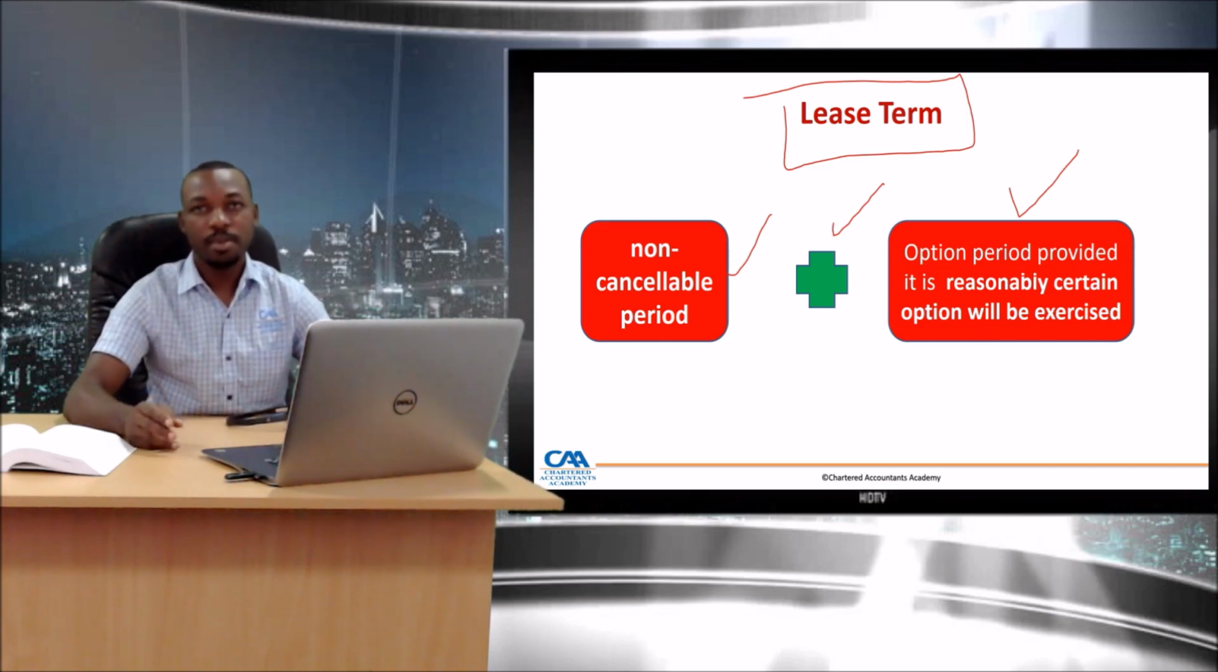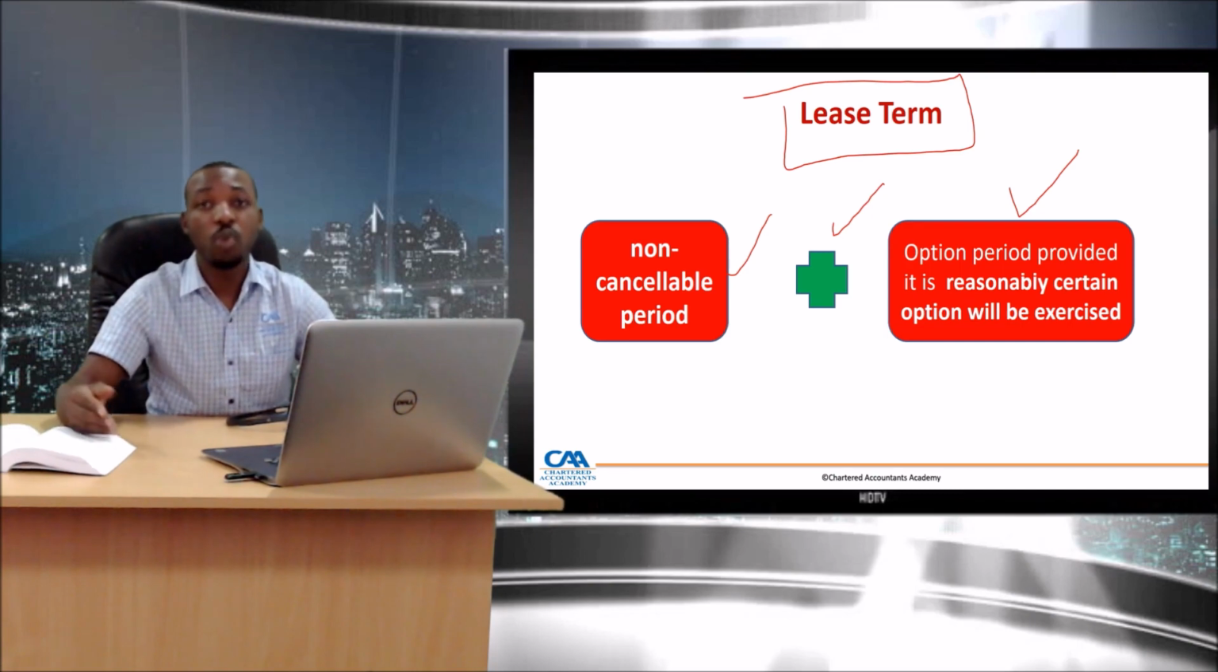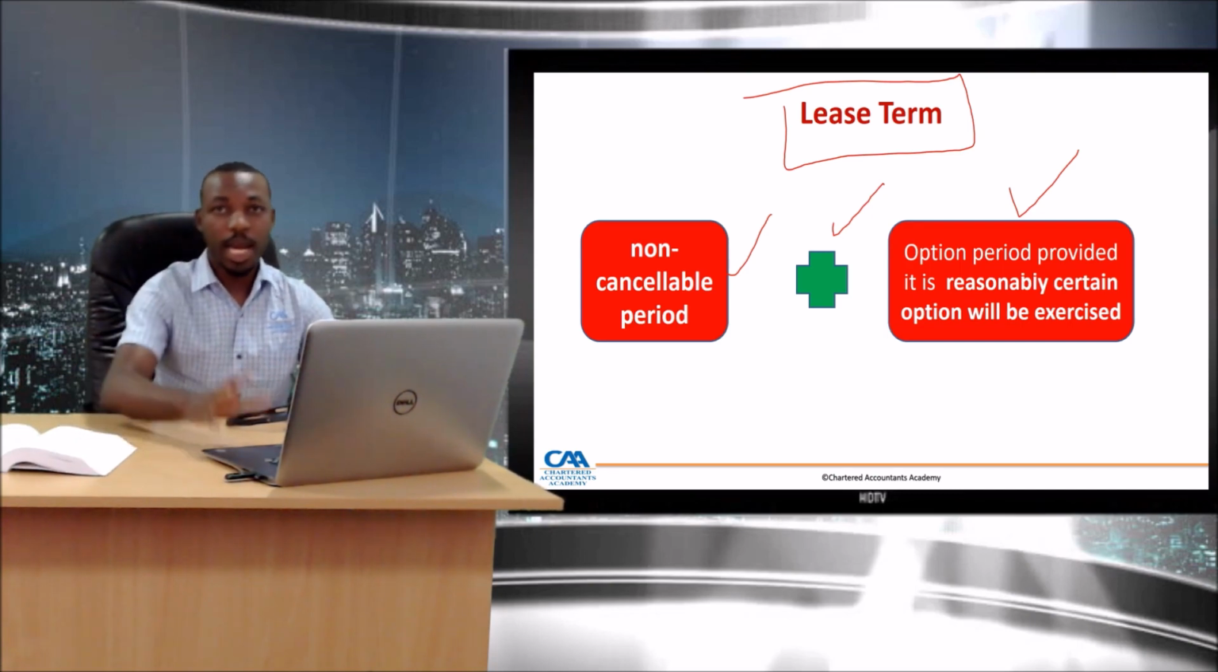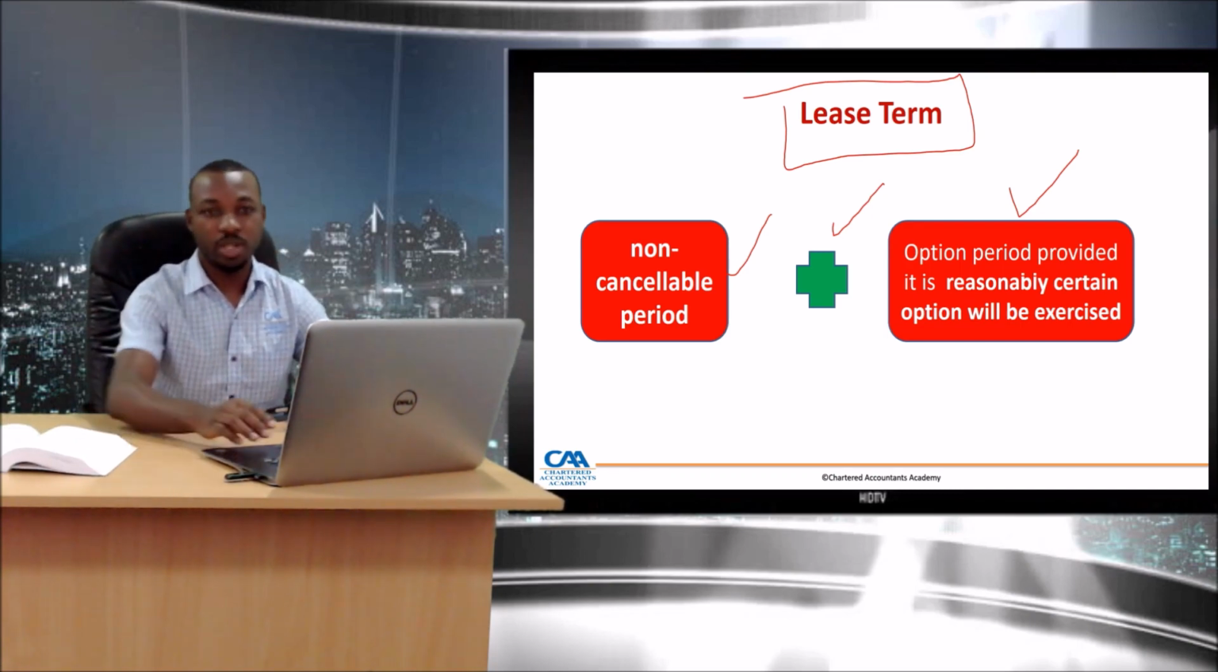Not simply to say there's 2 years and there's an option for a third year and we think it's highly probable that it will be exercised. Full stop, therefore the lease period is 3 years. You get 1 mark if you do that. Drill down, give more explanation about what you mean. Okay.